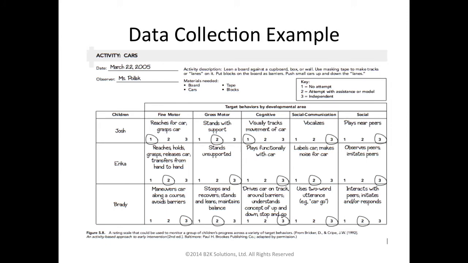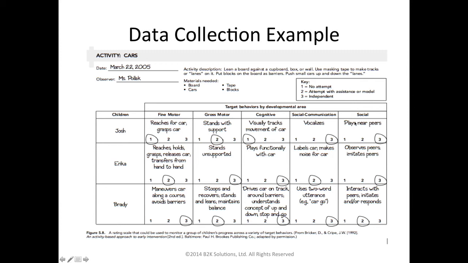A variation of any of these matrices or schedules is this notion that we can begin to collect data. You could think of this as fidelity data in terms of whether or not the adult delivered the instruction, as well as child performance data. So this one is really a rating scale, but you can almost imagine it as a matrix where we have children by domain. And so Josh has a fine motor skill, and Josh has a gross motor skill that's being targeted, and a cognitive, and a social communication, and a social.